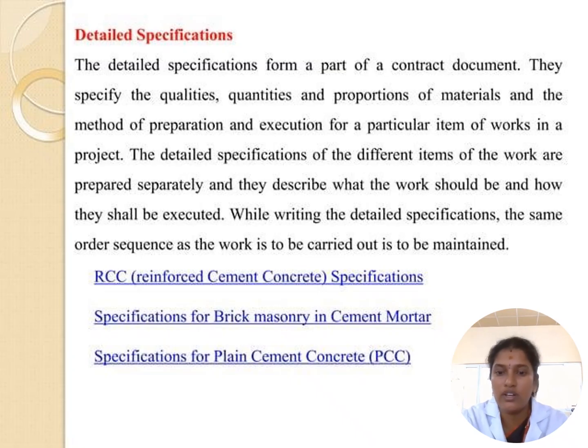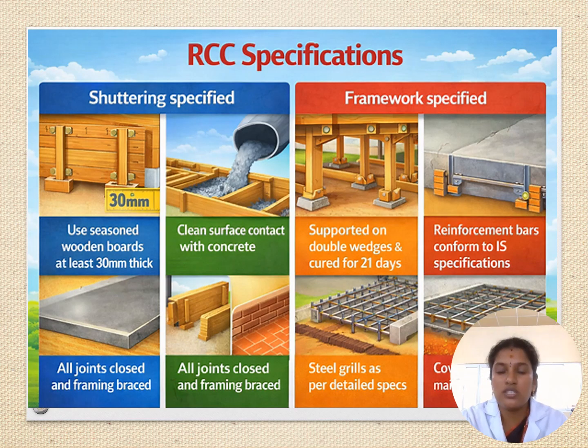If you are going to speak about the detailed specification, it is concerned with the total works: what is the specified quality, the quantity and proportion of material, and what is the method of preparation and execution. Each and every detailed item should be included in calculating the detailed specifications, right? These are the main items of work: RCC work, brick masonry and PCC work. These are the specification works. We will see them one by one, right? So this is the RCC specification work. Some images describe the detailed specification of RCC work.